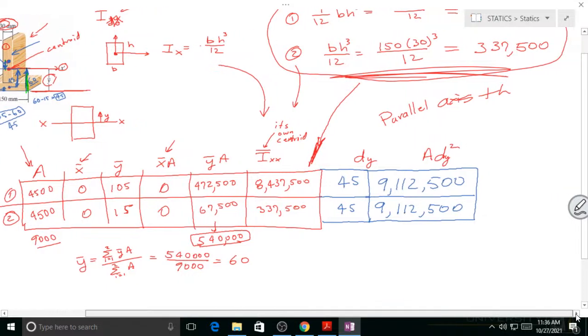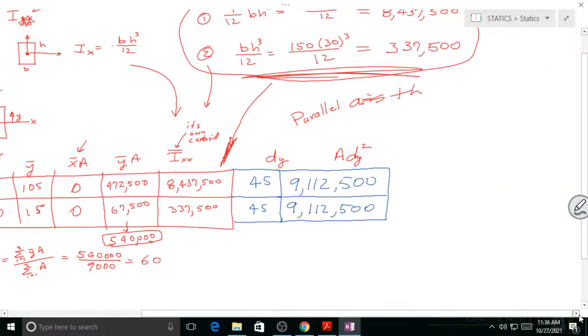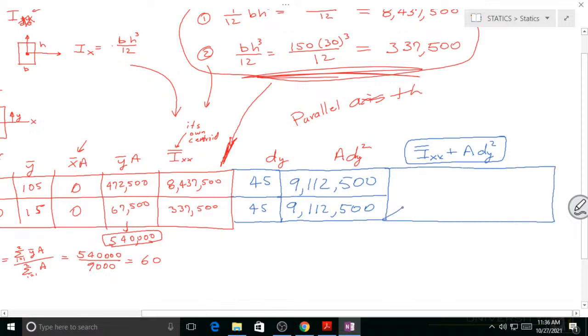So now what I need to do is find this, I xx bar plus a dy squared. Again, I'm sticking with the concept of making myself like an Excel spreadsheet here. So I take this column, or this number, add it to that number, and put it here. I still have that number sitting in the calculator here, and then I add 8,437,500.